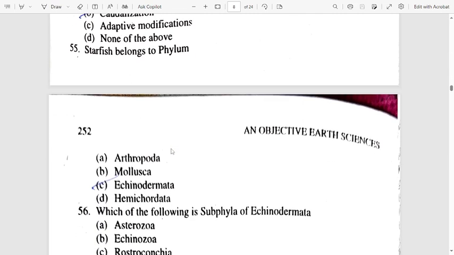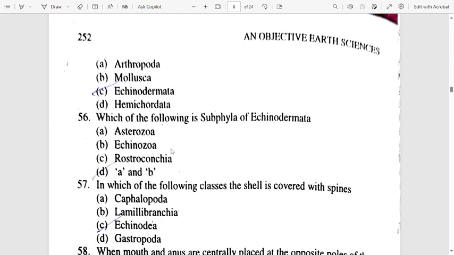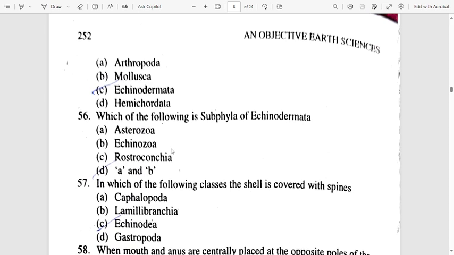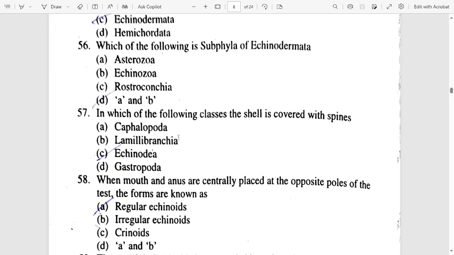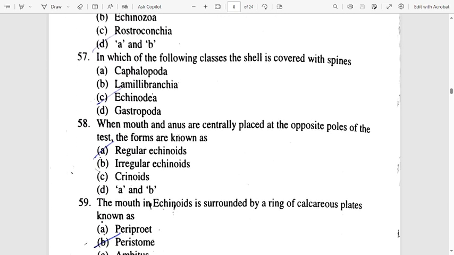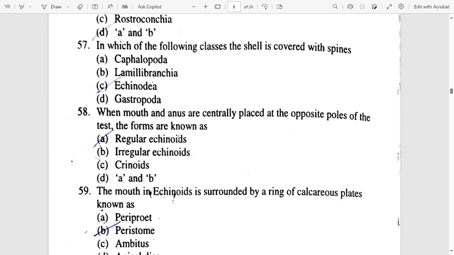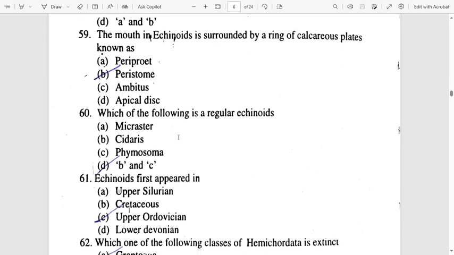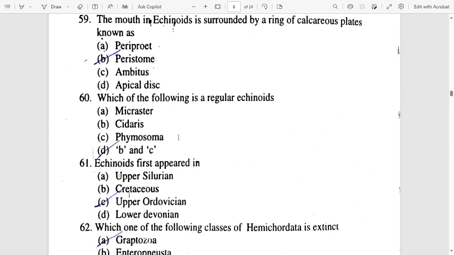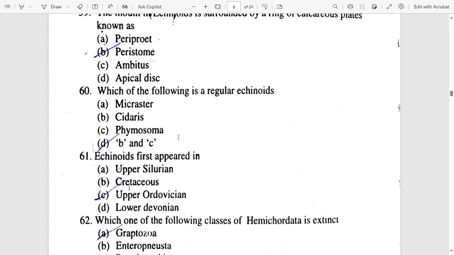Starfish belongs to phylum Echinodermata. Which of the following is a subphylum of Echinodermata? Both A and B: Asterozoa and Echinozoa. In which of the following classes is the shell covered with spines? Echinoidea. When mouth and anus are centrally placed at the opposite poles of the test, the forms are known as regular echinoids. The mouth in echinoids is surrounded by a ring of calcareous plates known as peristome. Which of the following is a regular echinoid? B and C: Cidaris and Phymosoma.